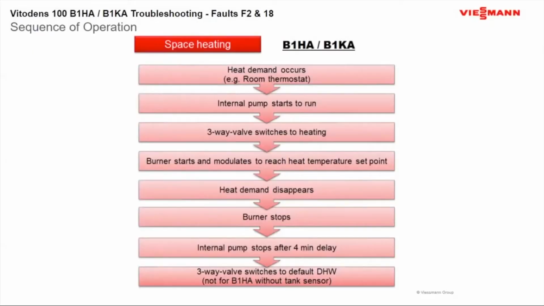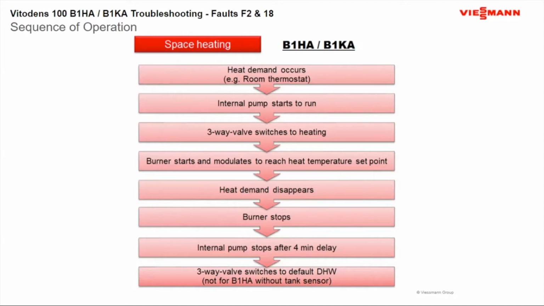But just to go over a sequence of operation for the HA and the KA, your heat demand comes on, your internal pump will start. Your three-way valve that's normally sleeping in the domestic side is going to switch over to your heating. Your burner will start and modulate to the temperature. Once your demand disappears, your burner will stop, and then your internal pump will stop running after a 4-minute delay.